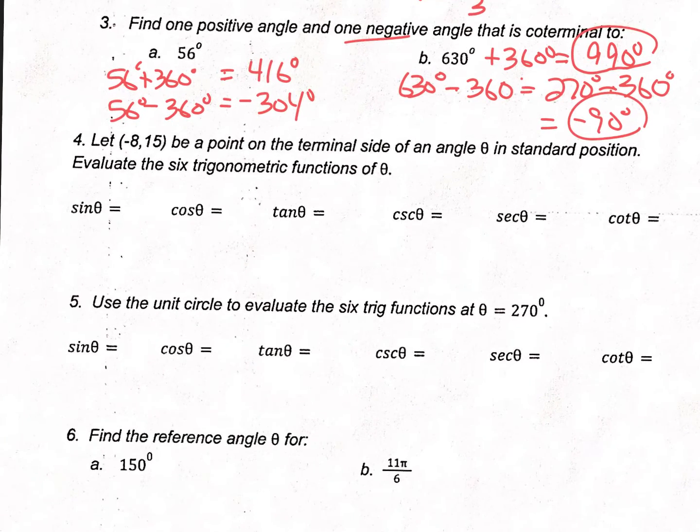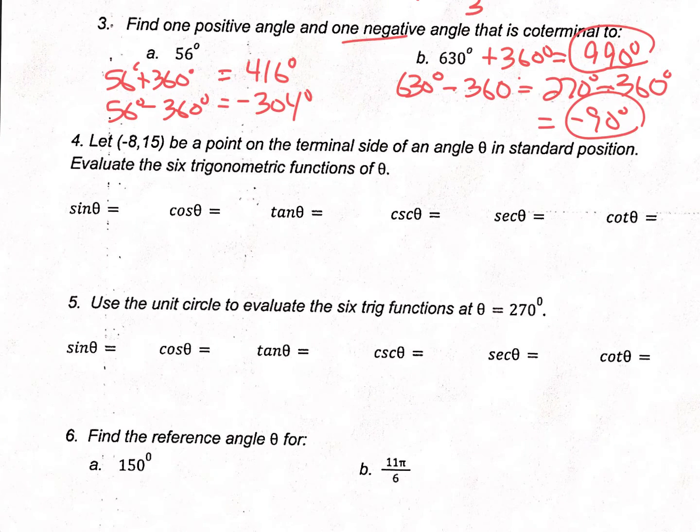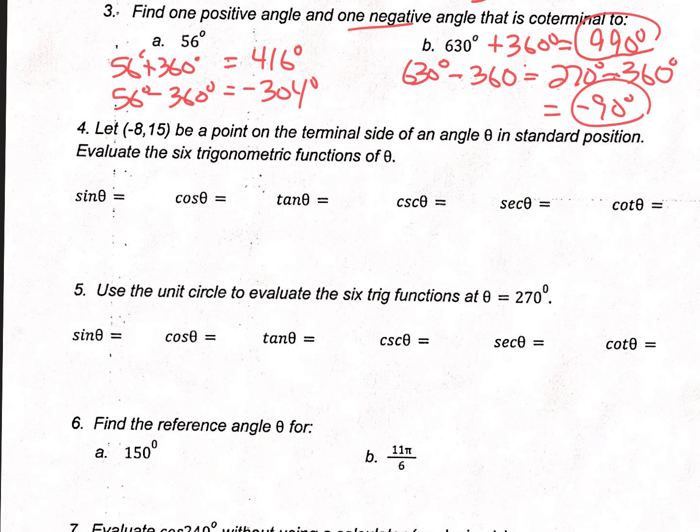Number 4 says let negative 8, 15 be a point on the terminal side of an angle theta in standard position. Evaluate the 6 trig functions. You can't do this unless you find r. Remember, we talked about r in class the other day. r is the square root of x squared plus y squared. x squared is going to be 64, y squared is going to be 225. So that gives me the square root of 289, which, by the way, is 17. So that's my r.